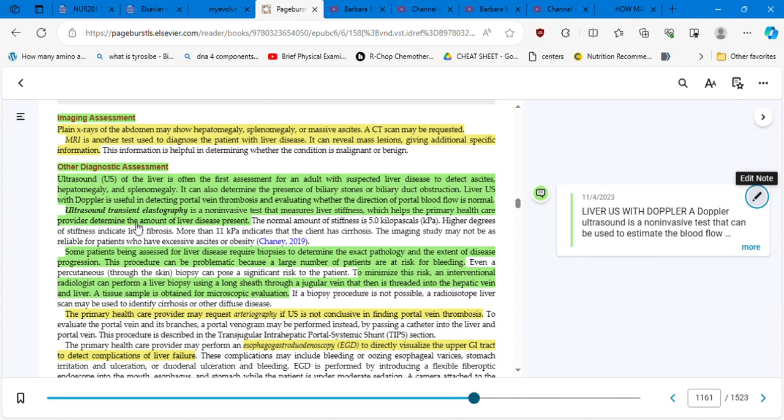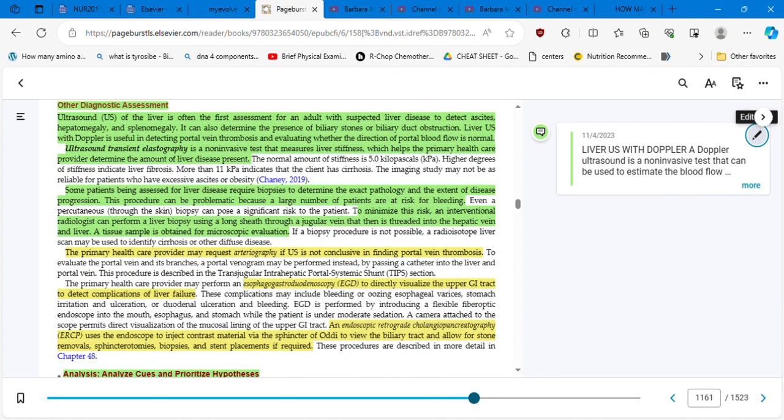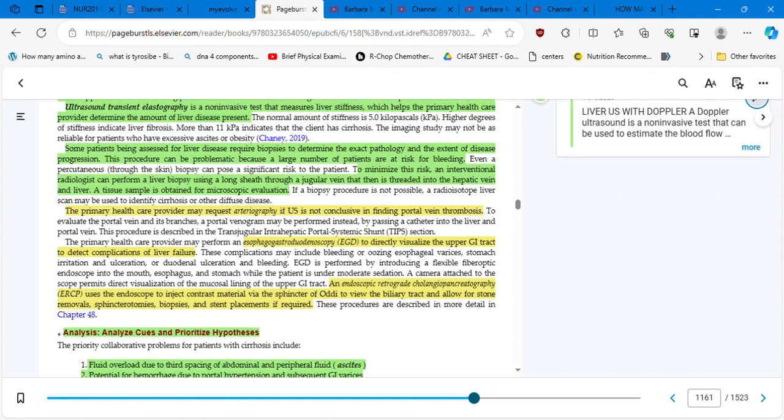Ultrasound transient elastography is a non-invasive test that measures liver stiffness, which helps the primary healthcare provider determine the amount of liver disease present. Some patients being assessed for liver disease require biopsies to determine the exact pathology and the extent of disease progression. These procedures can be problematic because of a large number of patients and a risk of bleeding. To minimize the risk, an interventional radiologist can perform a liver biopsy using a long sheath through a jugular vein that is then threaded into the hepatic vein and liver. A tissue sample is obtained for microscopic evaluation.